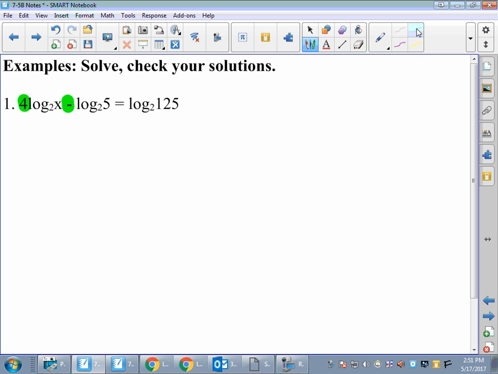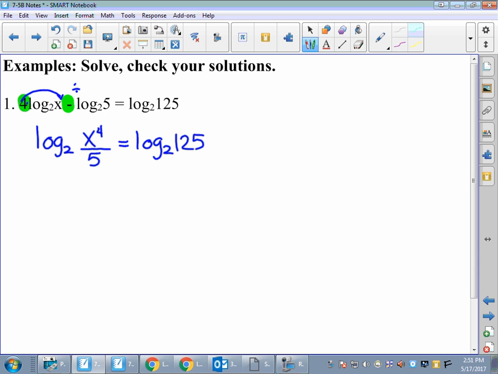I can make this 4 that's being multiplied by the log base 2 of x go up here with the x up here. And I'm going to change the subtraction into a division problem. So I'm going to condense this log base 2 into 1 log base 2. So log base 2 of x to the 4th over 5. Remember, it means division. Subtraction is division. And what I just did there is I took 2 log base 2's and made them into 1. And that is equivalent to log base 2 of 125.